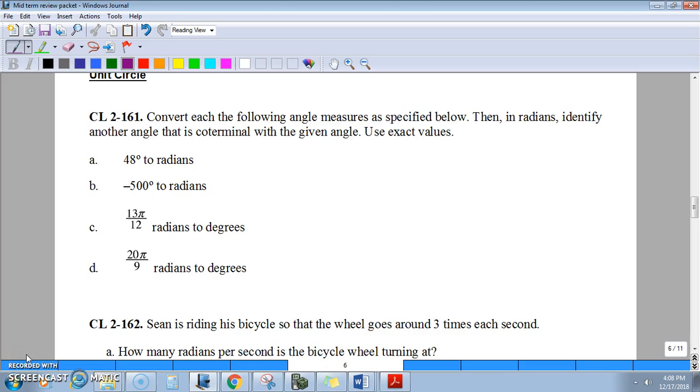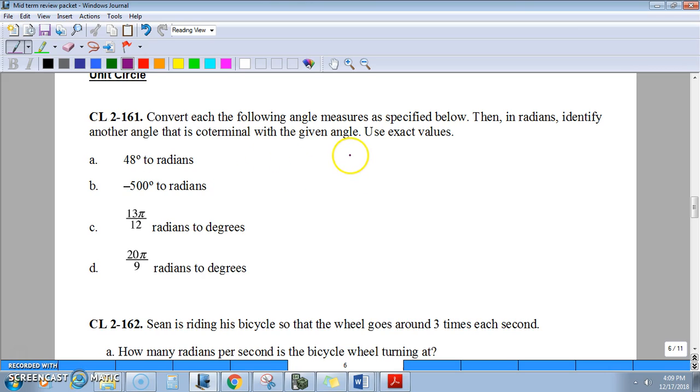All right, you guys, back to unit circle. Convert each of the following angle measures as specified below. Then in radians, identify another angle that is coterminal with the given angle. Use exact values. Okay, so that's cool.